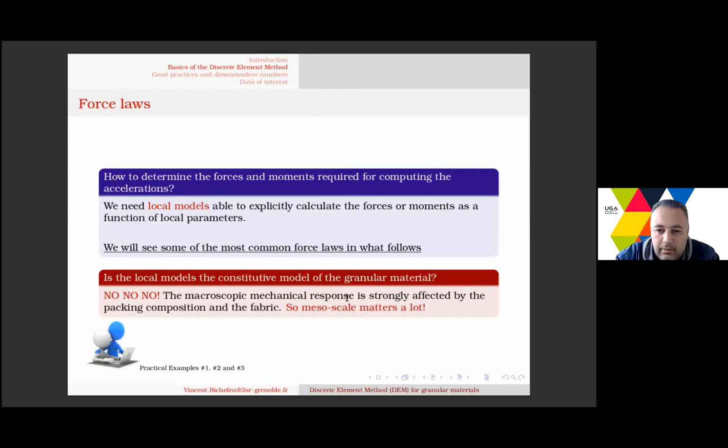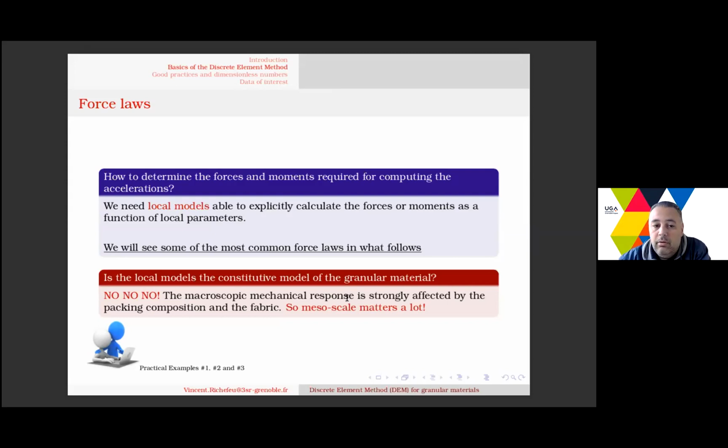So I will develop in a few minutes the typical force law that we may use. But first, a warning for newbies in DEM. We may think at the beginning that the local force law, the model we define between the particles to define the force between the particles, is similar to what we should observe macroscopically. Okay, so this is a kind of constitutive model of the granular system.